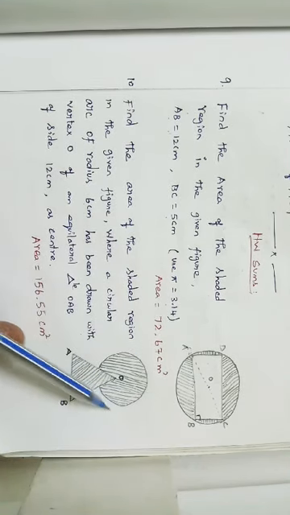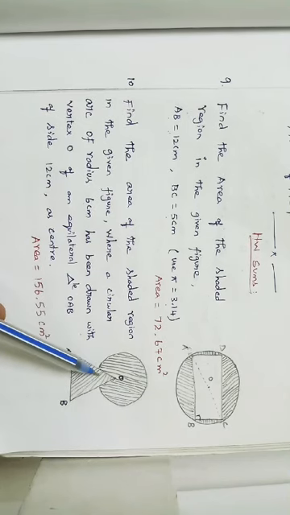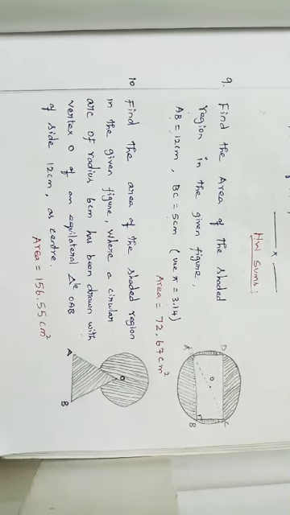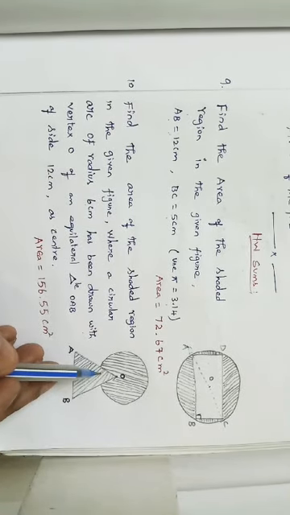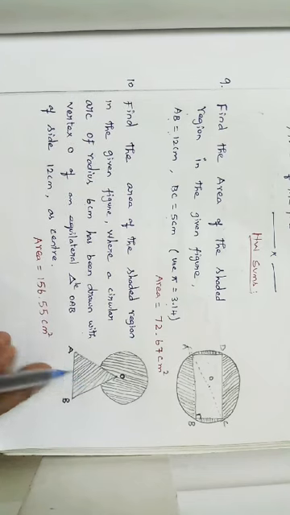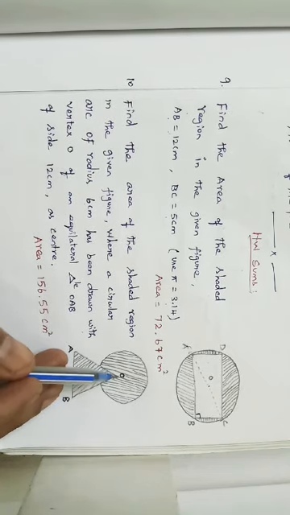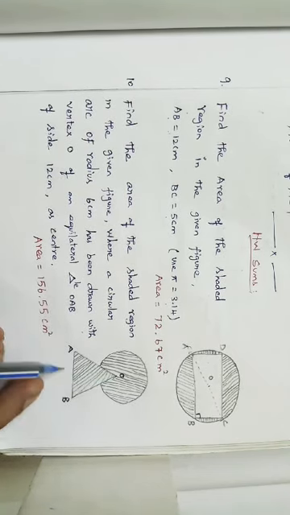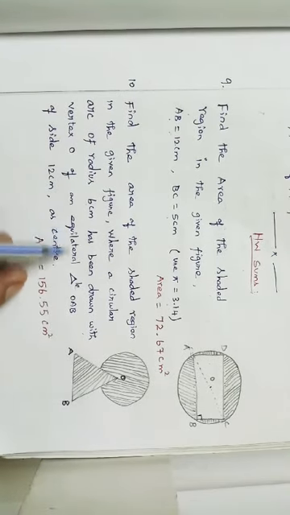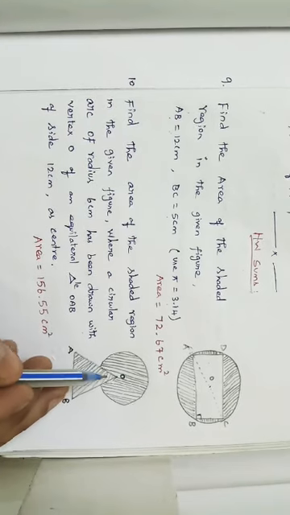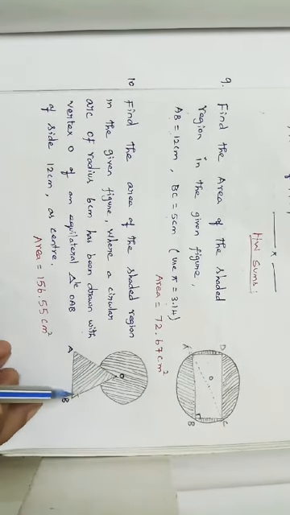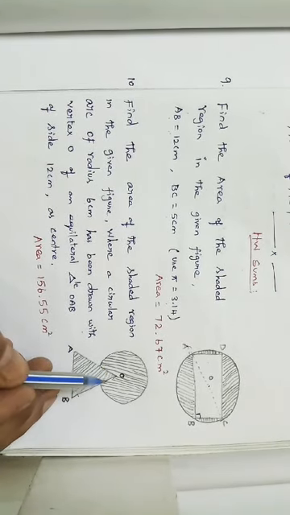For finding the area of a sector, we need two things: one is theta, another one is radius. The radius is given as 6 centimeter, but theta is not given. So we want to find theta. How are we going to find theta? One more clue is there. The given triangle OAB is an equilateral triangle. So all the three angles are equal to 60 degree.